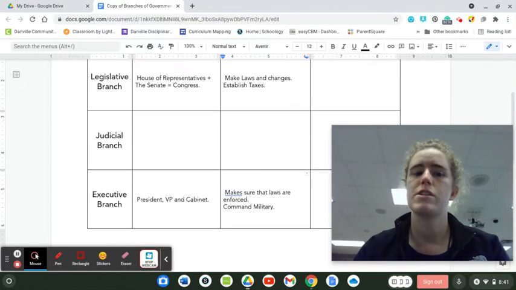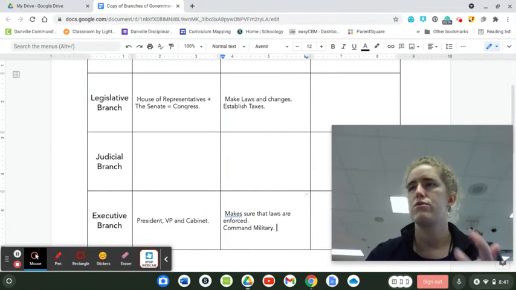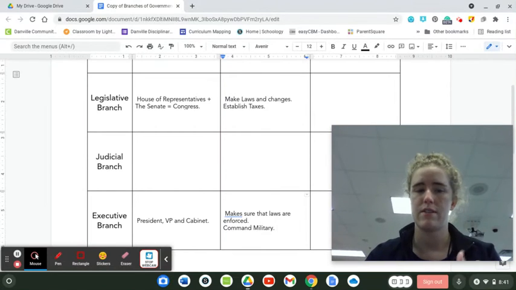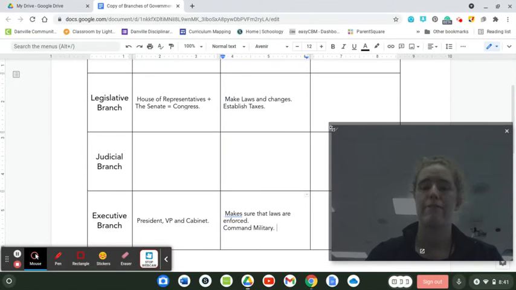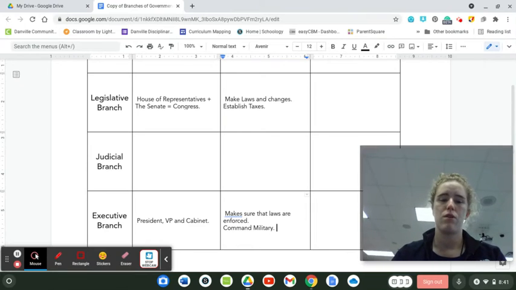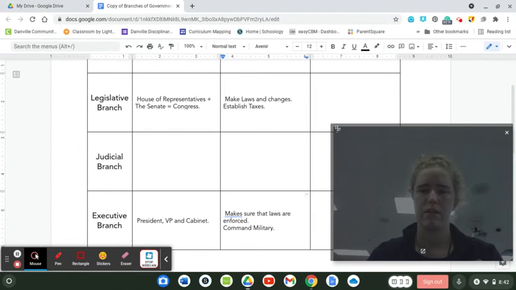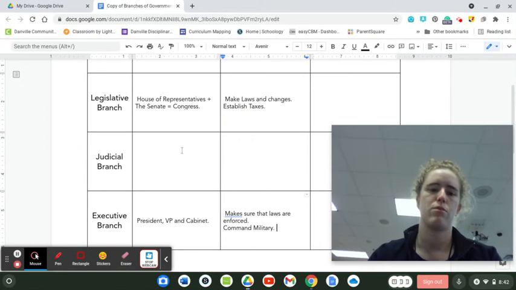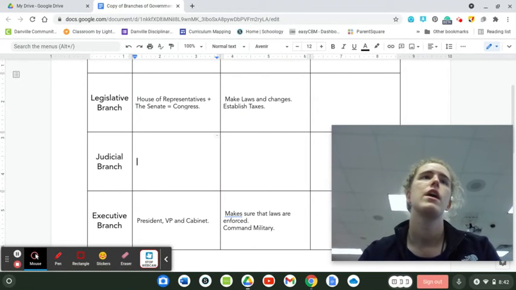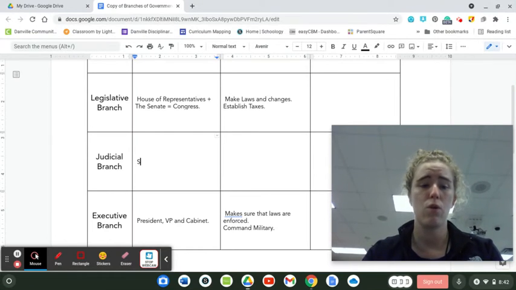Those two branches work together, and I'm sure you've heard of them. If your parents watch the news, if you've done any sort of government stuff before, you've probably heard of the legislative branch and the executive branch, Congress and the president. There's another branch of government that maybe you haven't heard of, and this is called the judicial branch. Sorry, my screen keeps going crazy. The judicial branch is a special group of people made up of the Supreme Court.